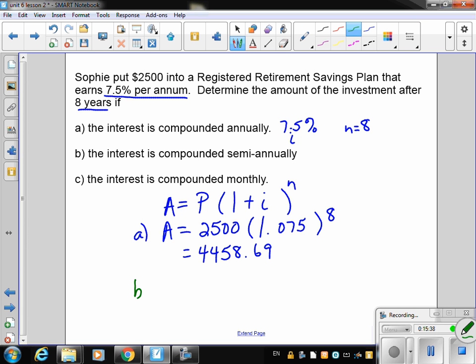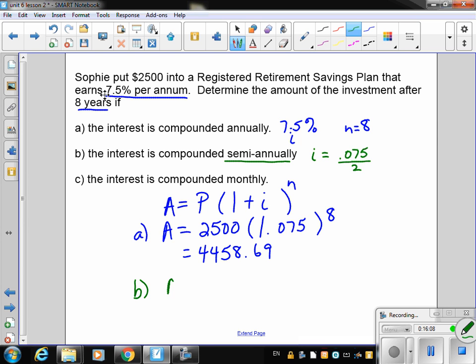B. So nothing changes. Her investment doesn't change, and the interest rate doesn't change. But what happens if we change it to semi-annually? So the I value is going to change. They can't give you 7.5% twice a year. They'd go broke. So they're going to take their 7.5%, I'm just going to write it as a decimal here, and we're going to cut it in half. So they're going to give us half each time, but do it twice a year.